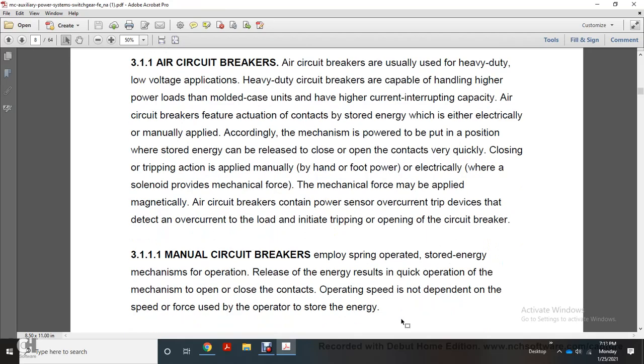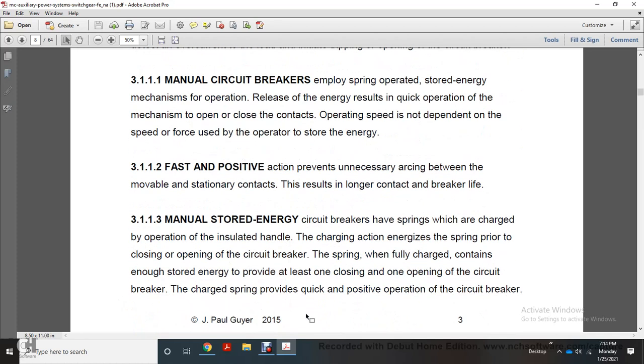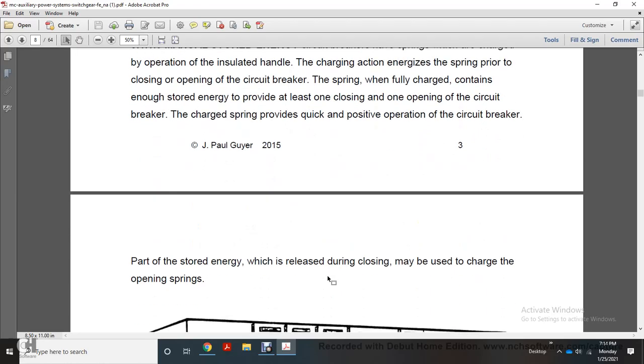Manual circuit breakers employ a spring-operated stored energy mechanism, and release of the energy results in a quick operation mechanism to open and close contacts. Operating speed is not dependent on the speed and force of the operator who stores the energy. Fast and positive action prevents unnecessary arcing between the movable and stationary contacts, resulting in longer breaker contact life. Manually stored energy circuit breakers have springs which are charged by operating an isolation handle. Charging action energizes the spring prior to closing and opening the circuit breaker. The spring, when fully charged, contains enough stored energy to provide at least one closing and one opening of the circuit breaker. The charged spring provides quicker and positive operation of the circuit breaker.